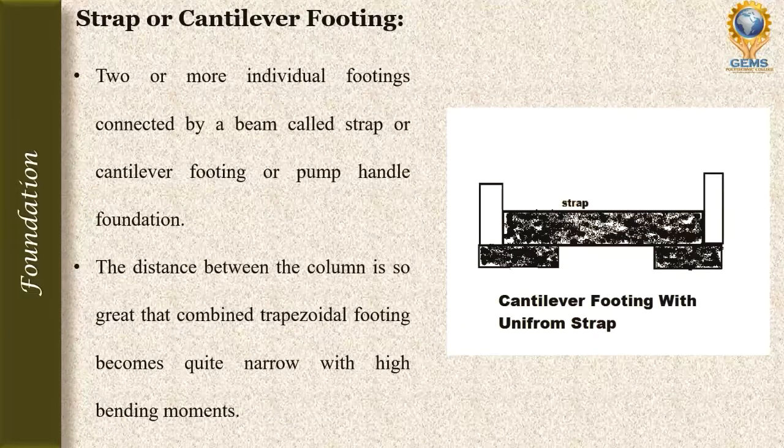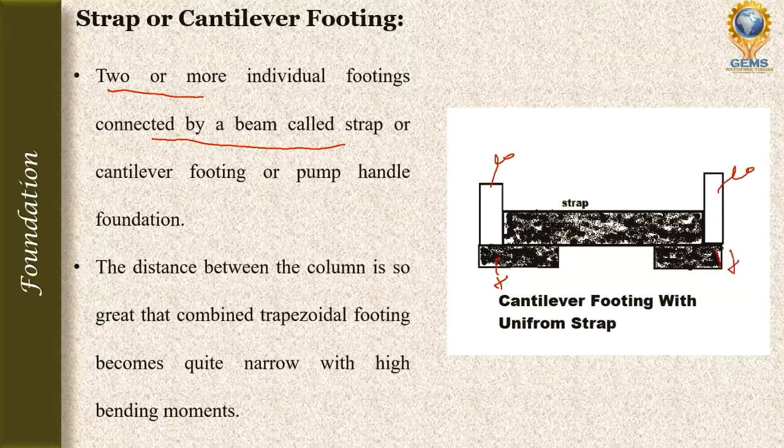Strap or cantilever footing. These strap footings consist of two or more individual footings connected by a beam called a strap. In the diagram, this is the footing and this one is the column. Here, same column and footing. These two footings are connected by a beam called a strap, or we can call it cantilever footing or pump handle foundation.